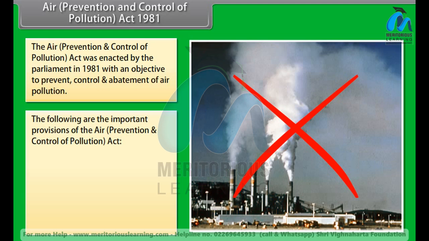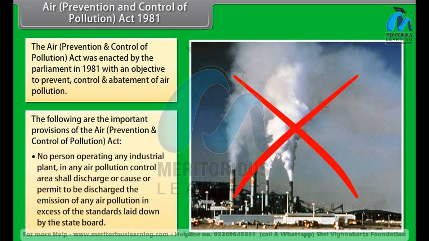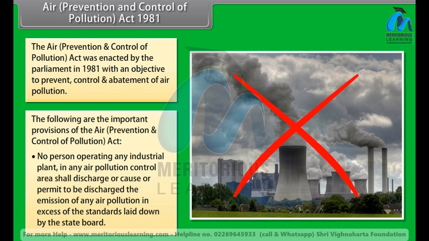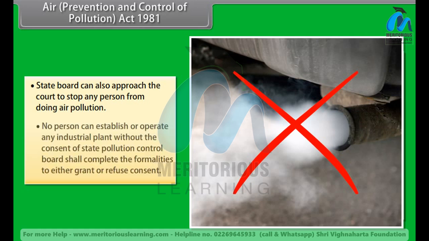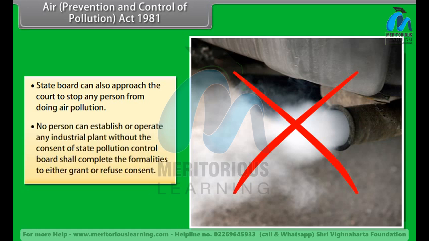The following are the important provisions of the Act. No person operating any industrial plant in any air pollution control area shall discharge or cause or permit to be discharged the emission of any air pollutant in excess of the standards laid down by the State Board. The State Board can also approach the court to stop any person from causing air pollution. No person can establish or operate any industrial plant without the consent of the State Pollution Control Board, which shall complete the formalities to either grant or refuse consent.